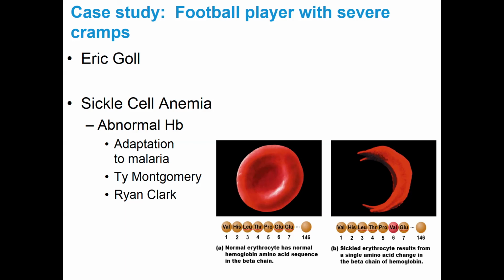And so he'd had effectively a minor issue with sickle cell anemia during the game, so he was ruled out for the following week after that.